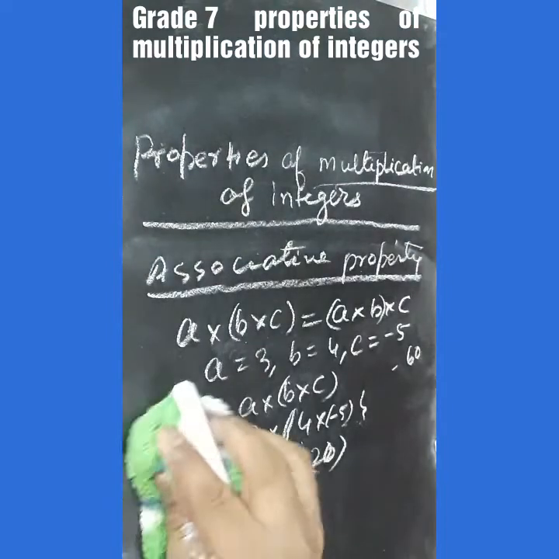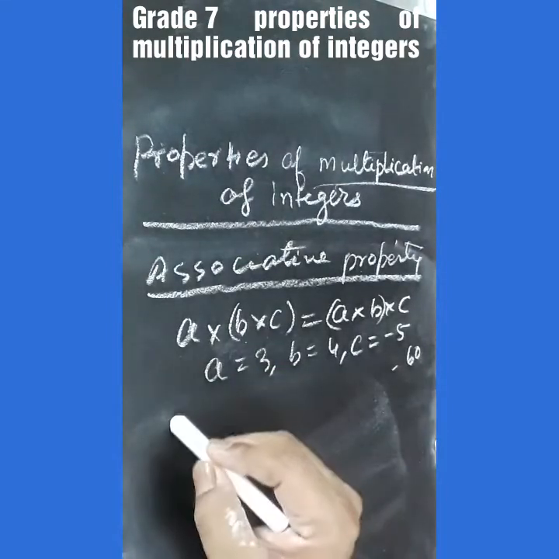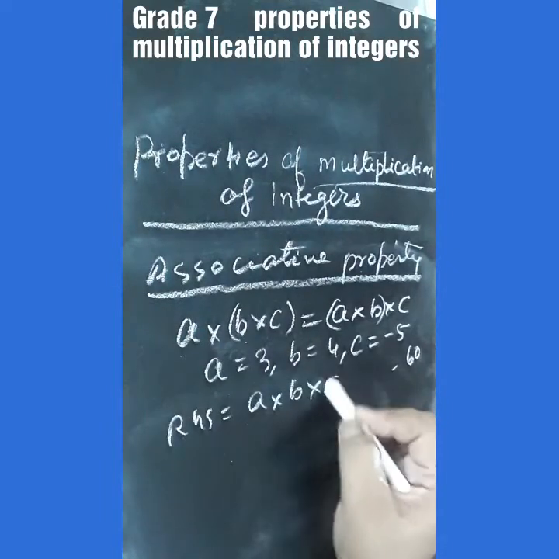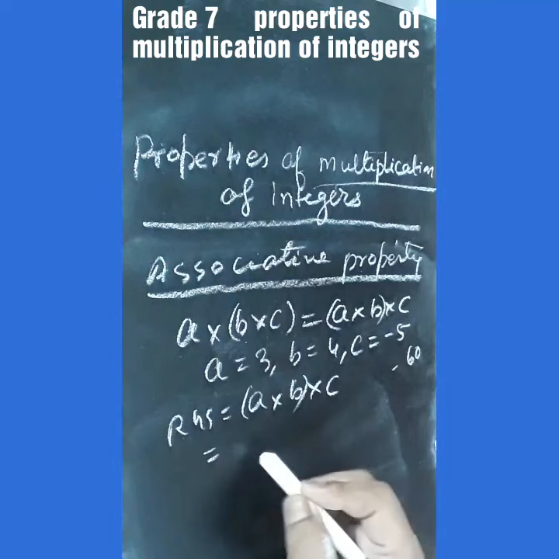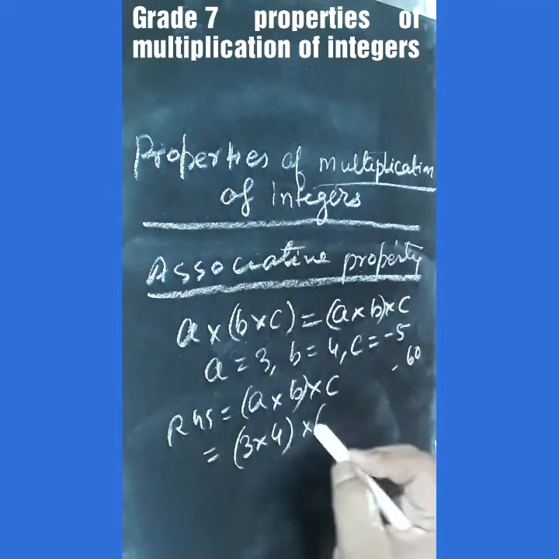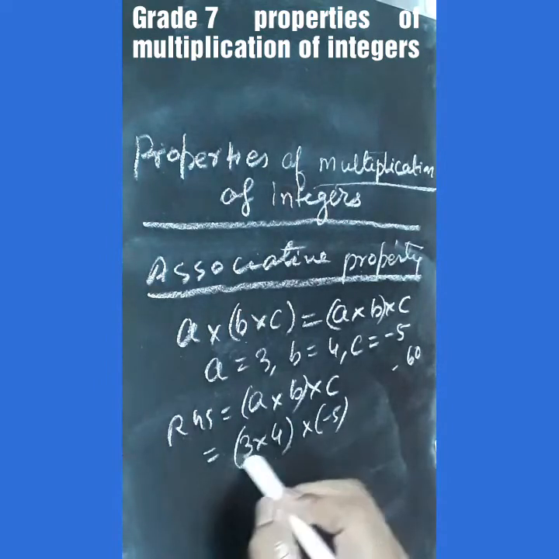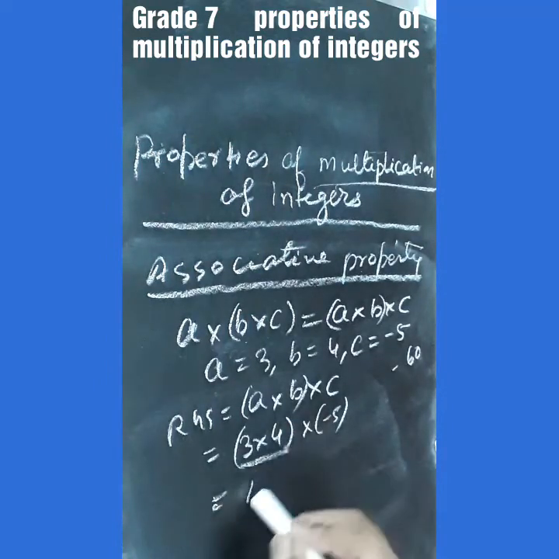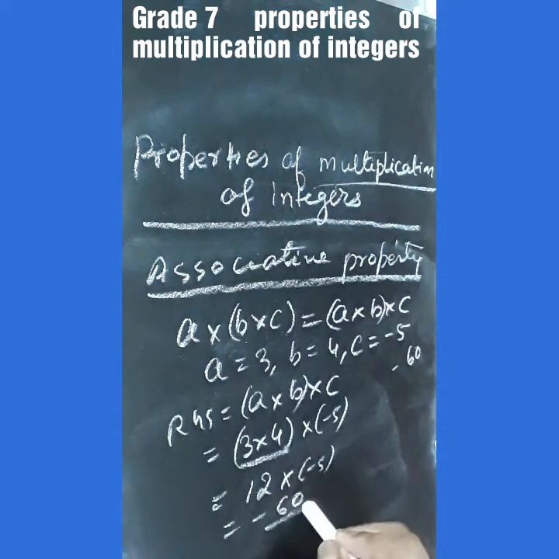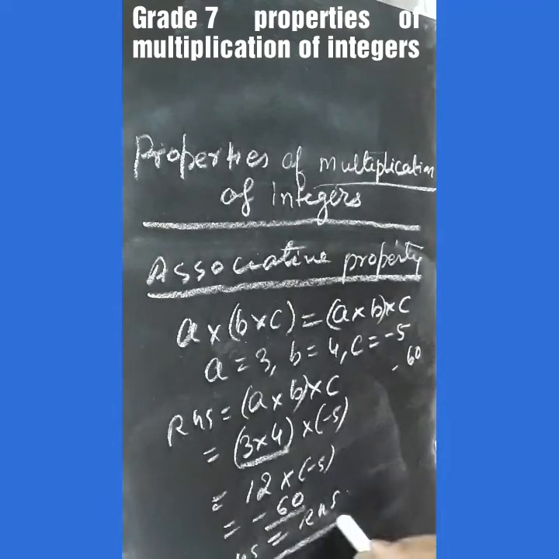Now we will take RHS. Here RHS we have a into b into c with b and c under bracket. Now we will put their values 3 into 4 into minus 5. Here we will solve this bracket first. 3 into 4 is 12, into minus 5. We are getting minus 60. We had earlier LHS is minus 60, RHS is also minus 60. It means LHS is equal to RHS. Therefore this is true.